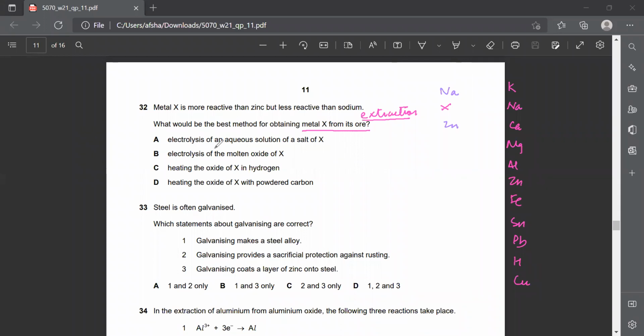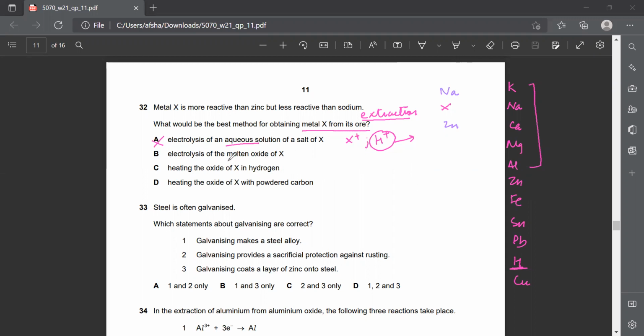Option A says electrolysis of aqueous solution of salt X. Aqueous solution of salt X means there will be X ions and also its rival ion, hydrogen. Hydrogen is somewhere here and X is somewhere here, right? If there is a hydrogen ion, it will definitely be discharged preferentially. Your metal cation will not be discharged, and the hydrogen ion will be discharged to give hydrogen gas. So you cannot extract it from an aqueous solution. To extract, you have to have the molten form of its ore, then only we can extract the metal from it. Otherwise the hydrogen is a rival ion which will be preferentially discharged because it can accept the electron more easily than any other ion which is above hydrogen.